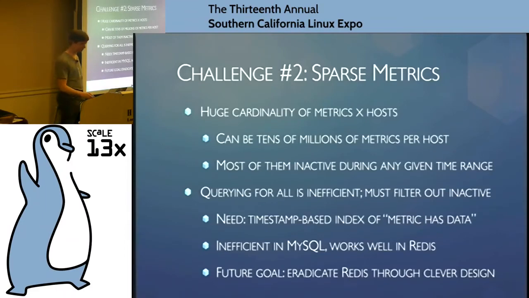Challenge number 2, sparse metrics. I've talked about this. There's a huge cardinality of 100 million times 100 hosts. You're talking about a very large number of clauses if you're building IN clauses with metric IDs and host IDs, and it's just an explosion, a combinatorial explosion. And since most of those metrics don't exist for those hosts during the time range that you're looking at, if they're sparse metrics, it's an inefficiency to even look for them. So then the question becomes, how can we eliminate and narrow down the number of metrics? So this is essentially a time-first existence index that needs to be built.